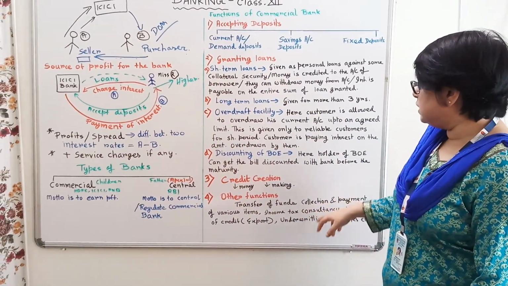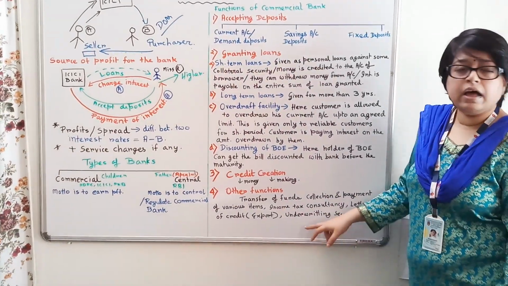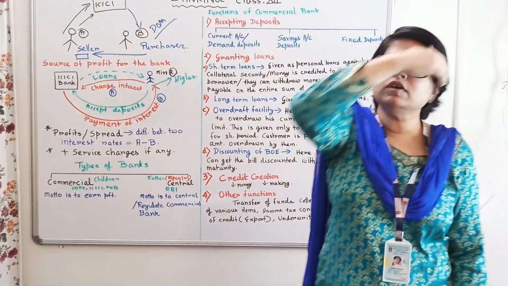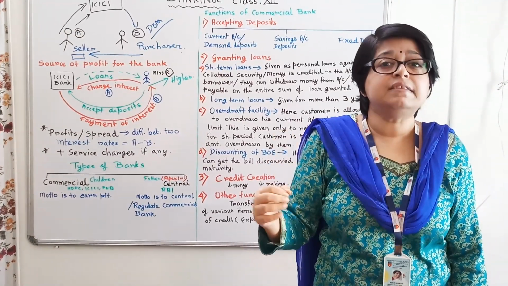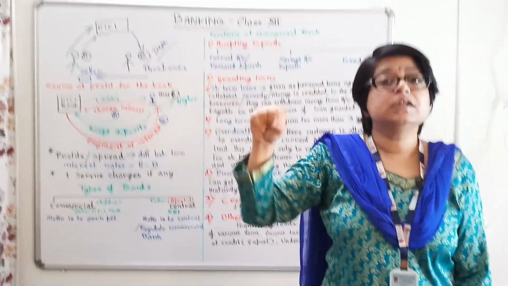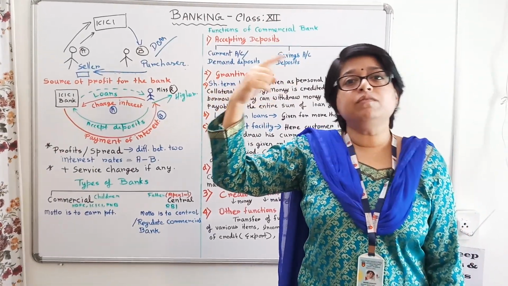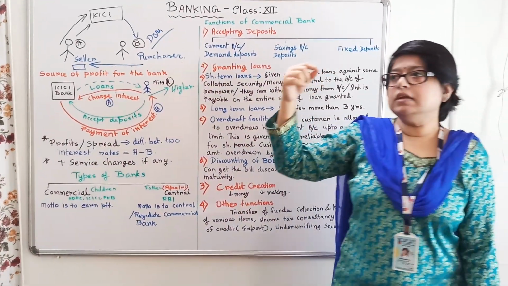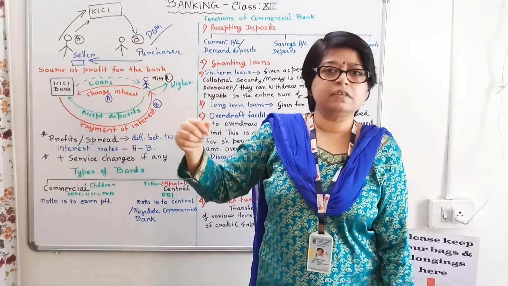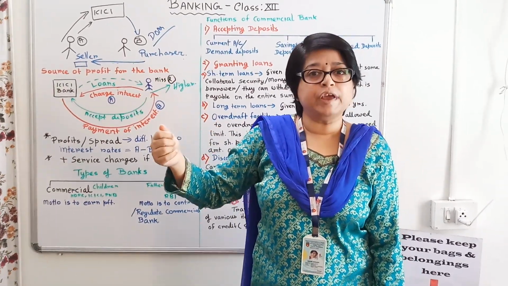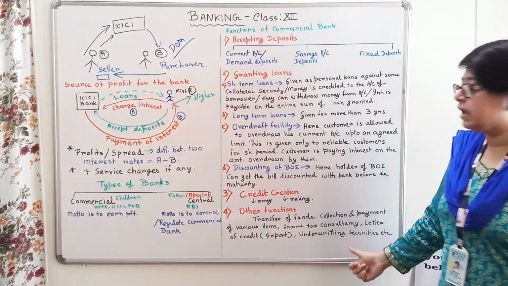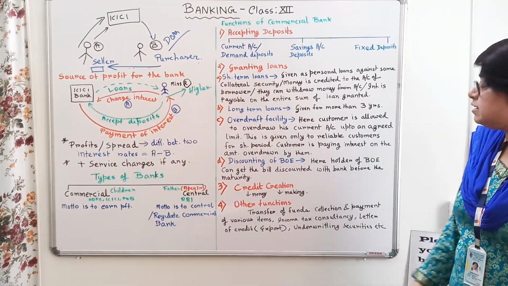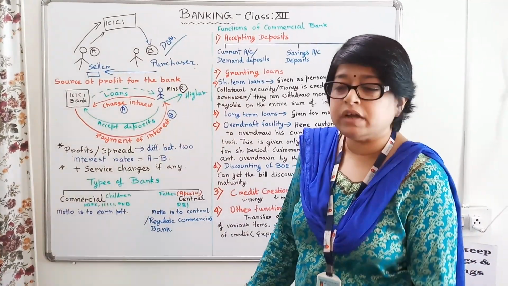Then the bank is providing income tax consultancy, and in the case of the export of goods, the bank is playing a very vital role. The bank is issuing us LC. LC means letter of credit. That also we have studied when we were in class 11, in the second last chapter, that is export trade. In that we have studied what is LC. And the last function is underwriting securities. That also we will learn in accountancy.